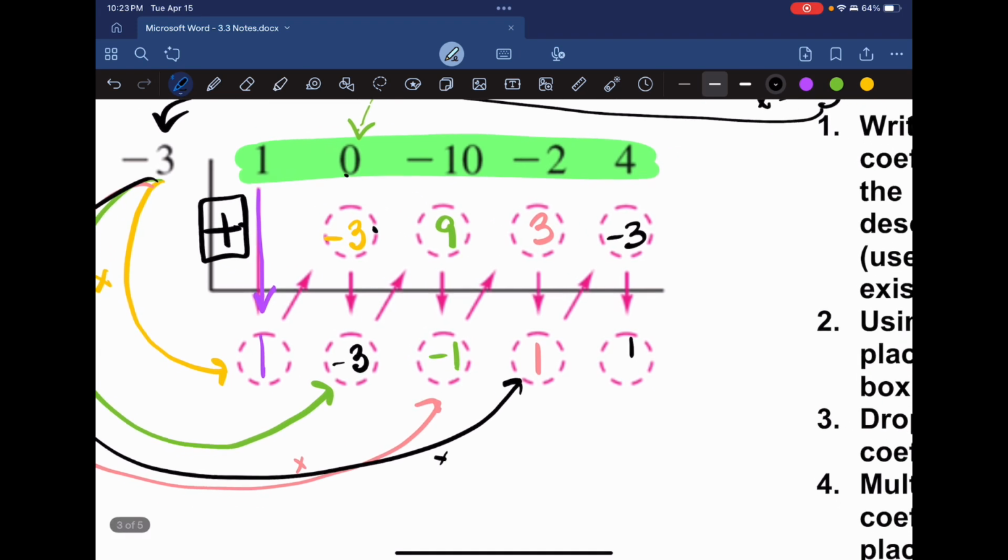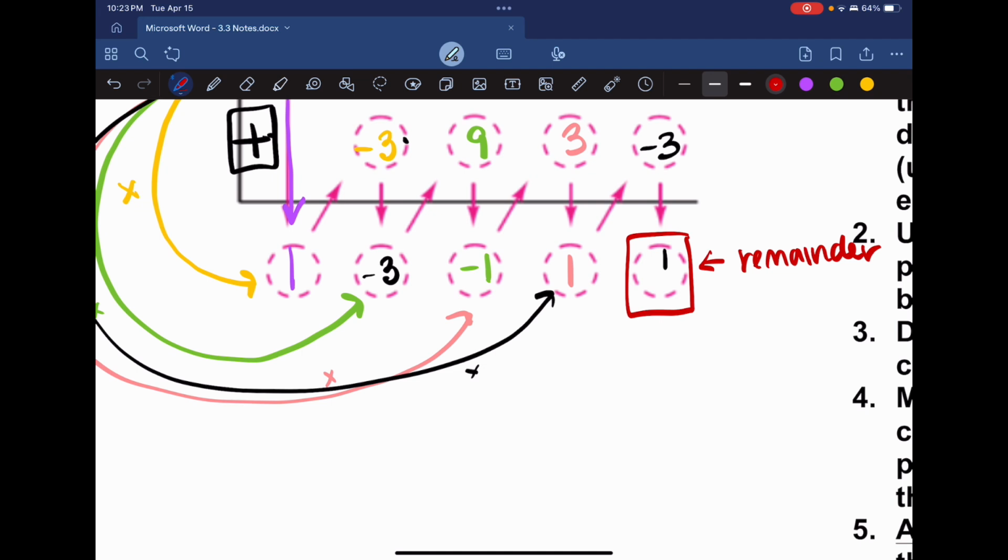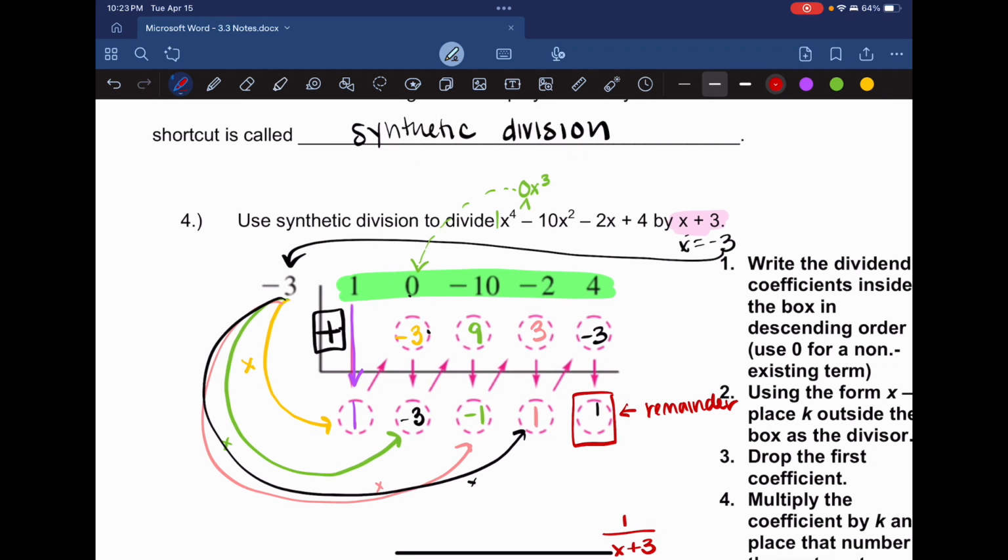Now, here's what our answer means. We have this big list of numbers down here at the bottom. Box in that last number for me. So let me get out my red. This number right here is my remainder. That last number is a remainder. The rest of the numbers are my leftover coefficients. So my remainder here is 1 over x plus 3. And again, that x plus 3 comes from up here.